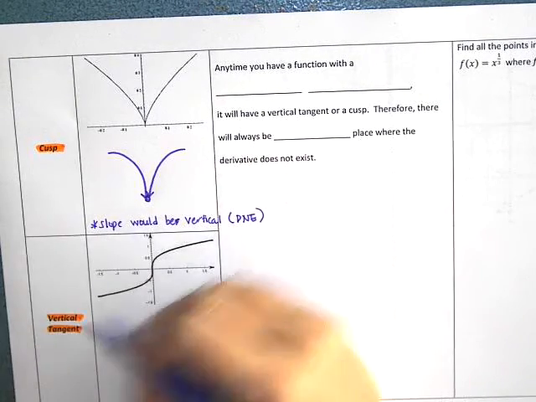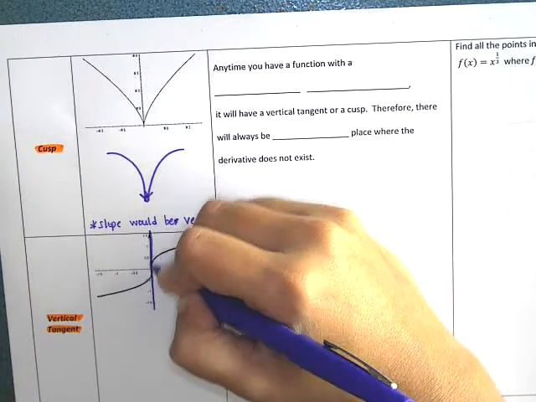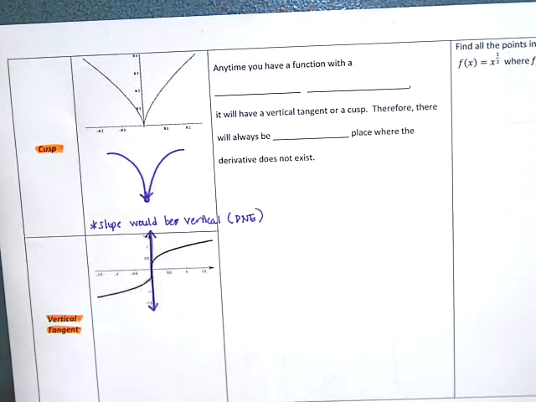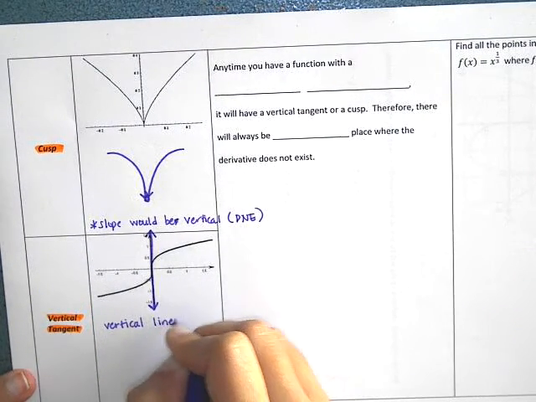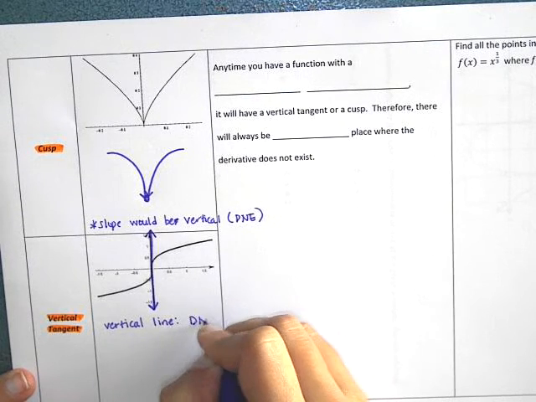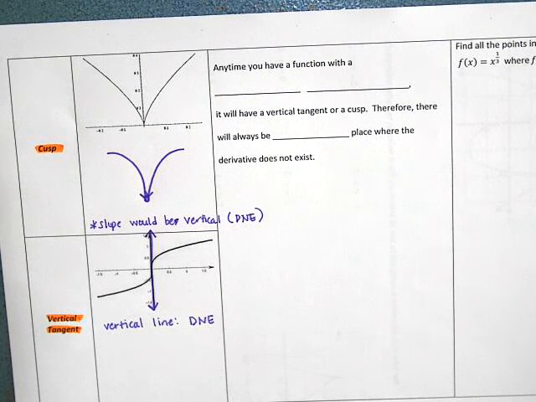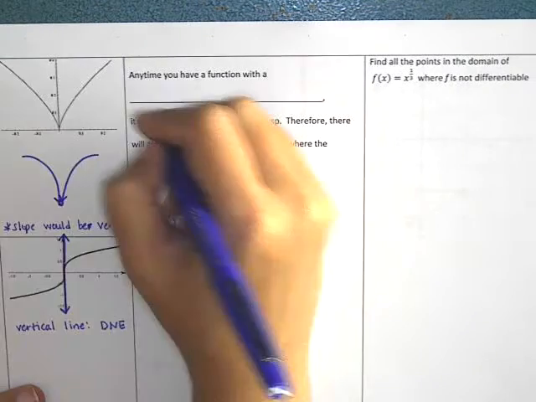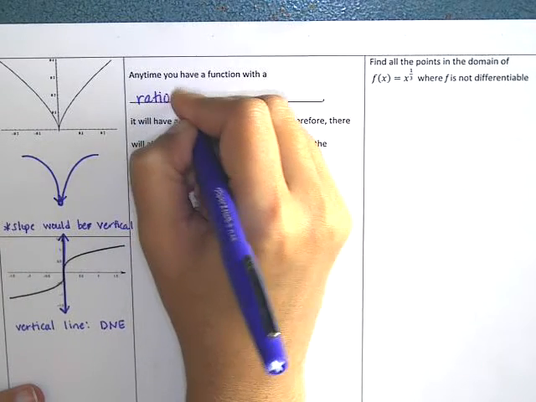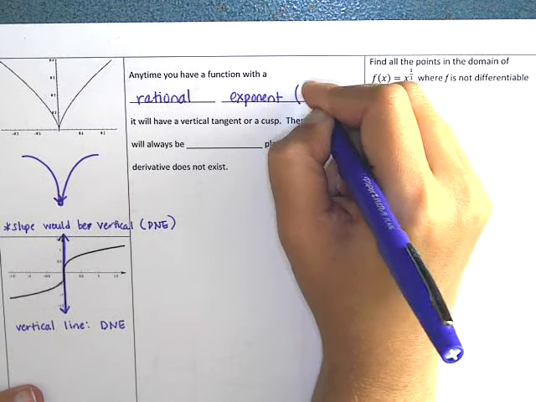In this picture, where it's called a vertical tangent, if you draw in the tangent line right here, where the graph kind of goes straight up and down, the tangent line would be vertical. And for a vertical line, the slope does not exist. Since a derivative is just a slope, those would both have derivatives that do not exist. Now, how are you going to recognize this if I give you an equation? Anytime you have a function with a rational exponent, that means the exponent is a fraction.